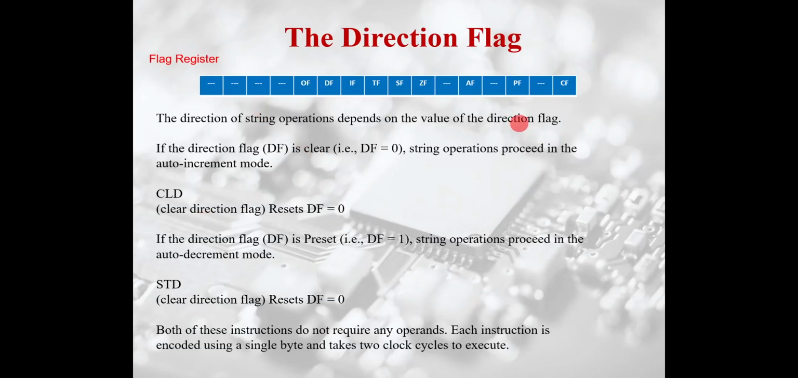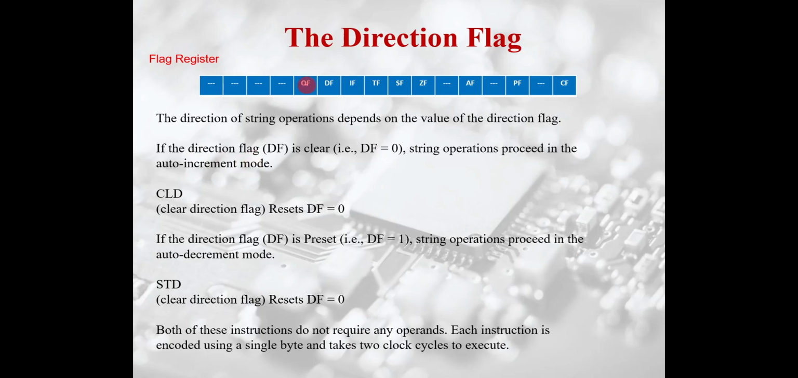So this is the flag register which I mentioned. In the flag register you have a direction flag. If this direction flag is 0, then the move instruction will do an auto increment. Auto increment means both the SI and DI, after doing the transfer, will increase by 1.